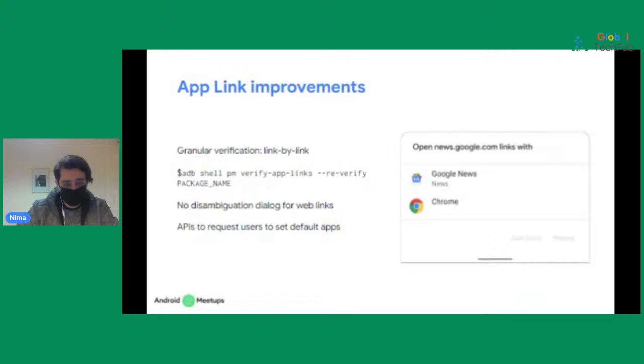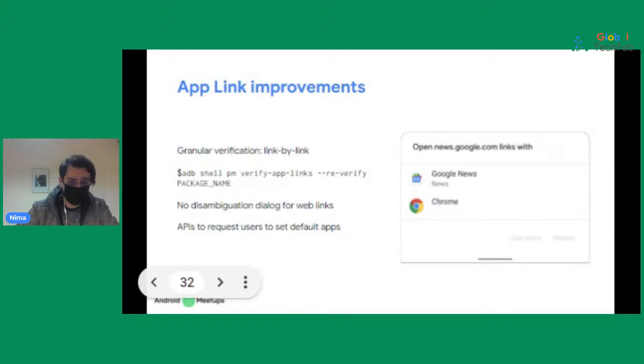Also, app link verification on a granular link-by-link basis is available right now. So if one of the app links fails, the other ones are not going to be affected at all. Only that one is going to fail. Everything else is definitely available. You can use the ADB command, as you can see on the screen, to test and debug these app links to make sure they're working perfectly.